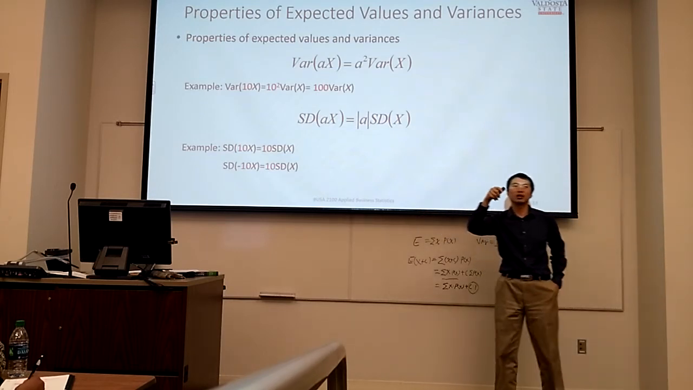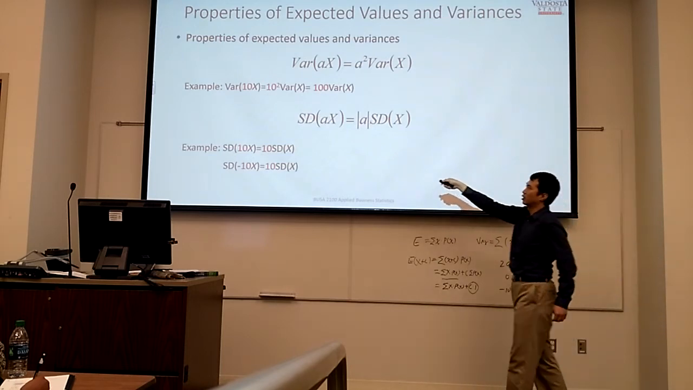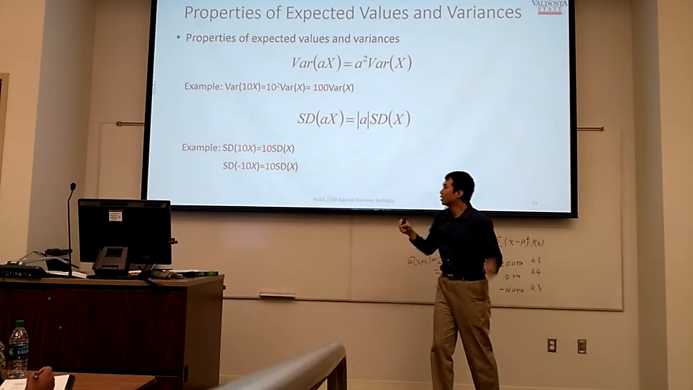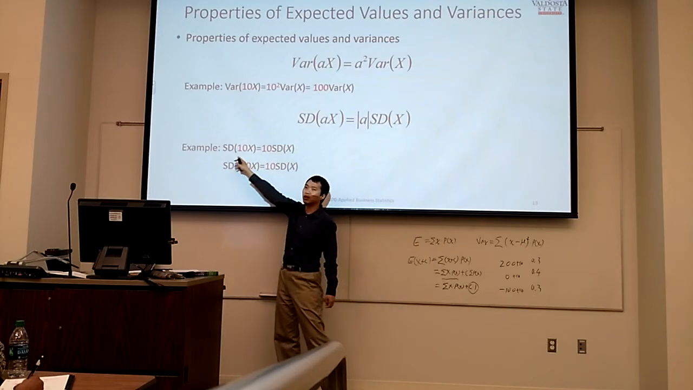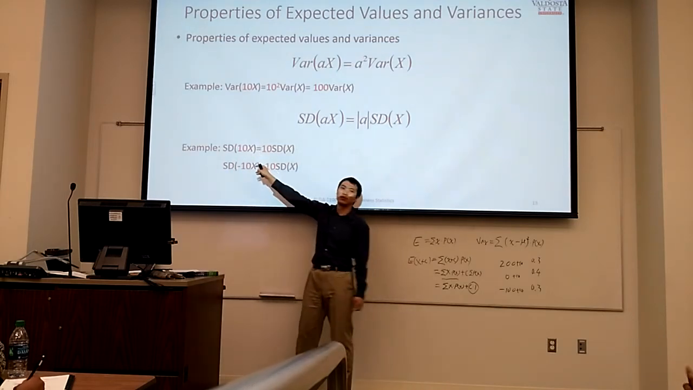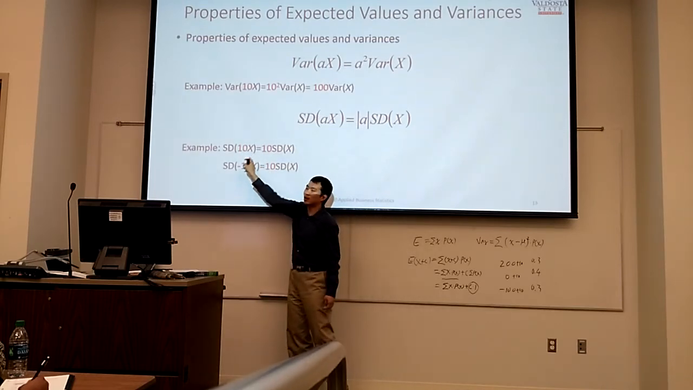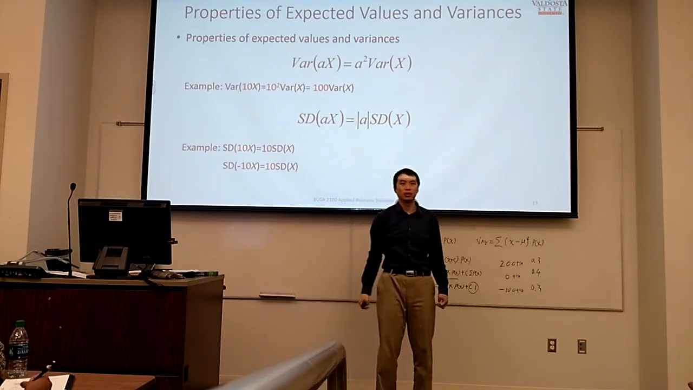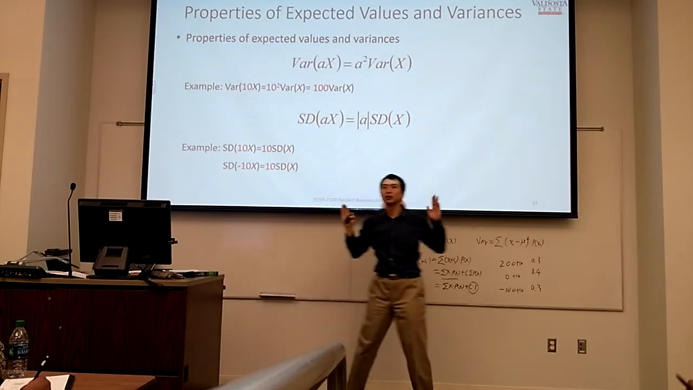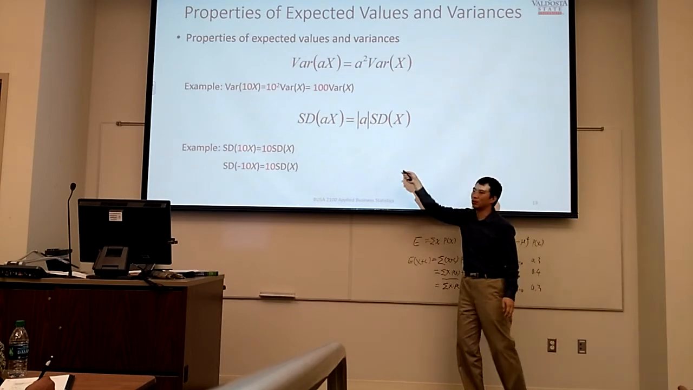We know the standard deviation is the square root of the variance, right? So that's why we have these properties for the standard deviation. Remember, this is the absolute value. If 10 is the constant, it is a positive number, so we can just take the 10 out of that equation. And if we have a negative value, when we take the value out, we have to use the absolute value. So that's one difference.